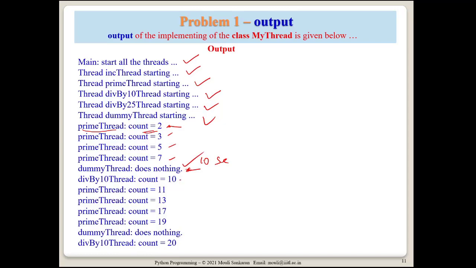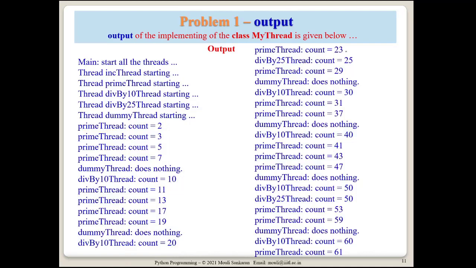Then 10 seconds elapsed now. Then it is printing 10 because this thread would have found out that the value is 10, whereas the prime thread is not going to do it. The prime thread is printing 11, 13, 17, 19, and then 20 is again divisible by 10, so it is printed. So it will go on. This is the output that you see, and the prime thread is printing, and then this one is printed by the thread for divisible by 25, and then it goes on. And 30 is printed by the 10 thread, like this it goes.